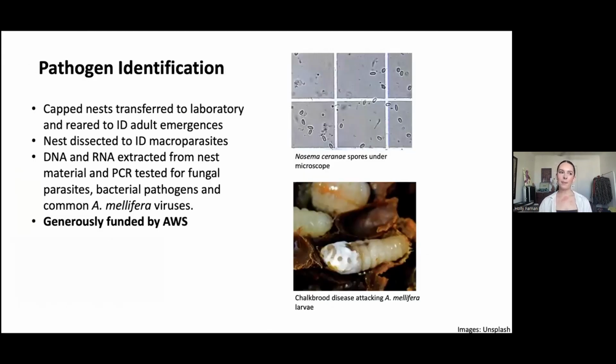So once a bee nest is capped off in the field with resin or leaves, I'll be able to tell that it's a bee. I'll remove the straw that will be inserted inside the hotel and take it back to the lab, and I'll rear it until an adult emerges, and I'll also dissect the nest contents to extract DNA and RNA. And then I'll test for fungal parasites, bacterial pathogens, and common Apis mellifera viruses.